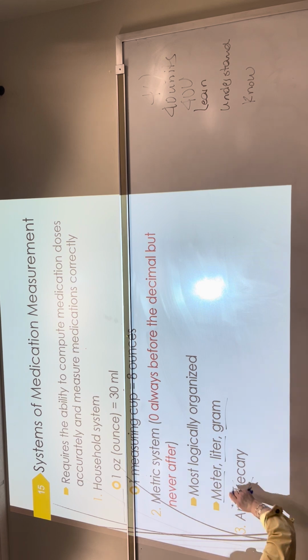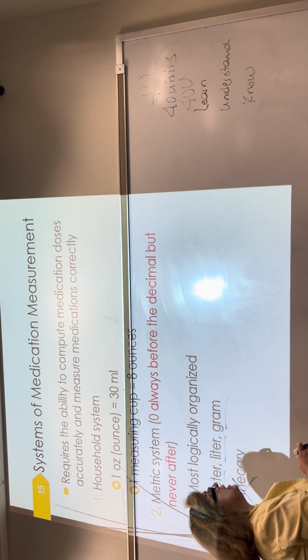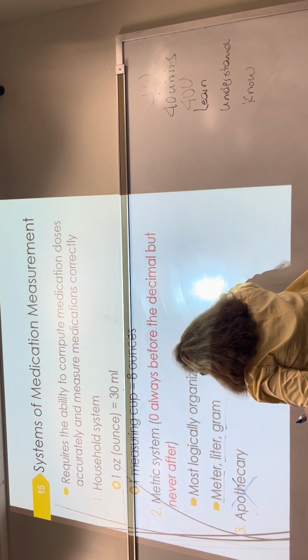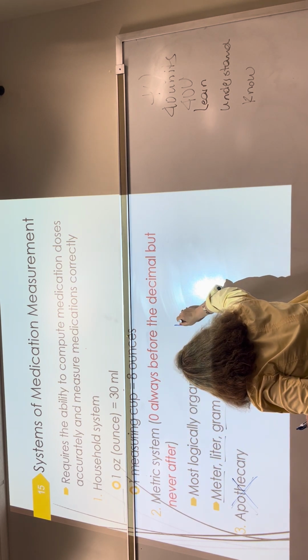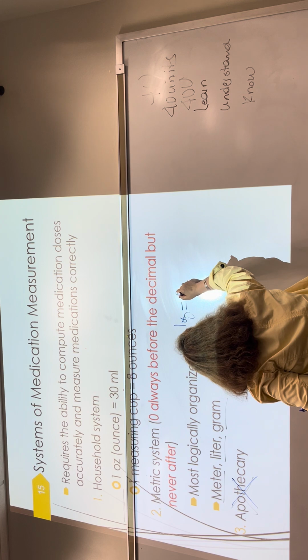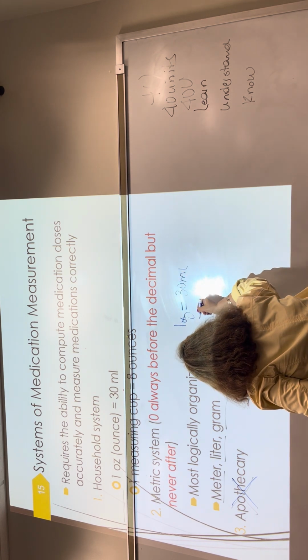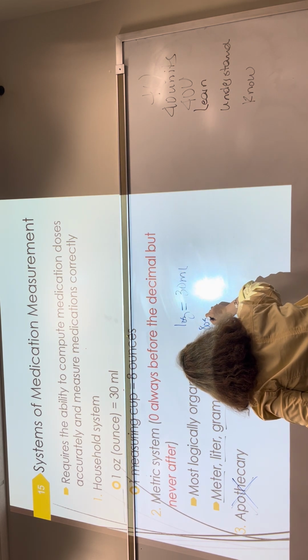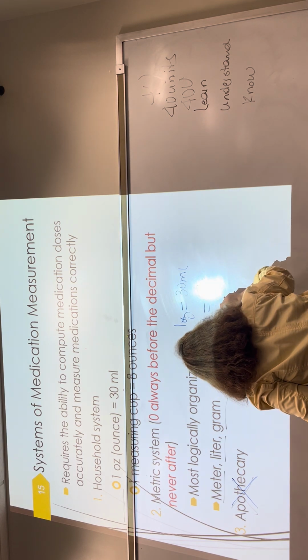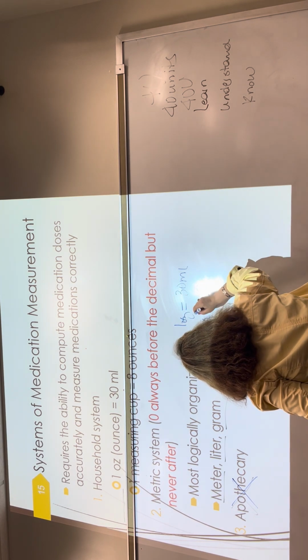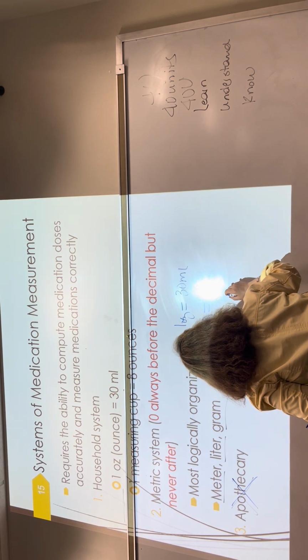Okay, we don't use this. All right, so now the only thing that you have to remember is 1 ounce equals 30 milliliter. All right, so if the patient has like 8 ounces, how many milliliter is it? 1 ounce is 30 milliliter, 8 ounces how many? So what are you gonna do?